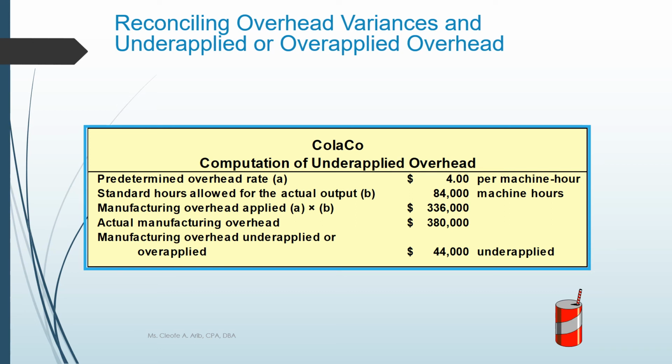So, $4 per machine hour, you multiply that with your standard hours allowed. Your manufacturing overhead applied for the period is 336. When we compare your manufacturing overhead applied with the actual manufacturing overhead spent during the period, that's 380. So we have a 44,000 under-applied. Why is it under-applied? Because how much lang yung na-applied na nyo sa work in process? Only 336,000, and you actually spent 380 for your manufacturing overhead. So that gives us a 44,000 under-applied.